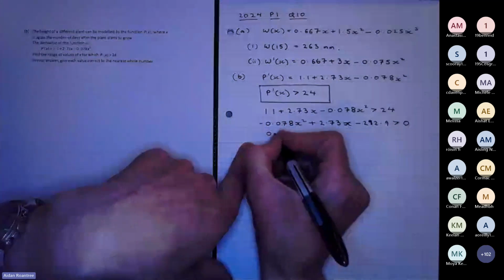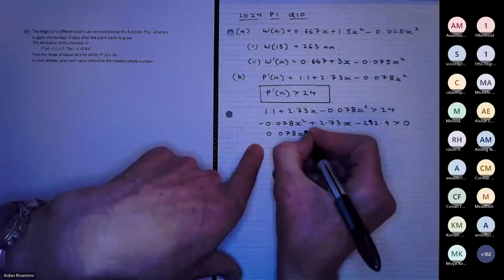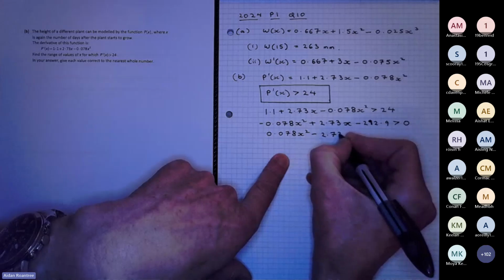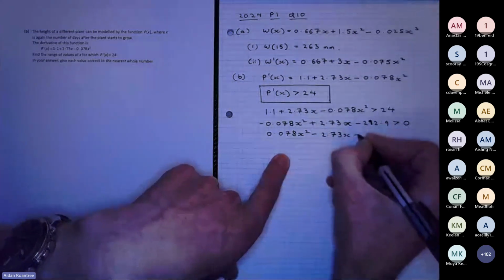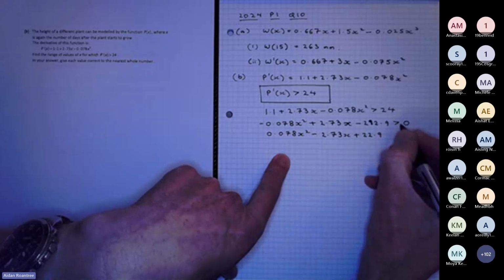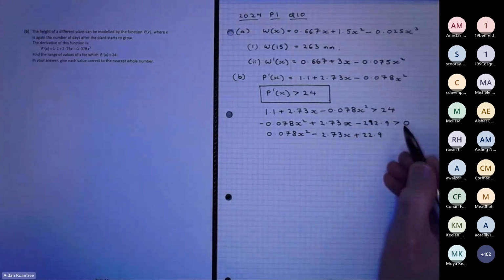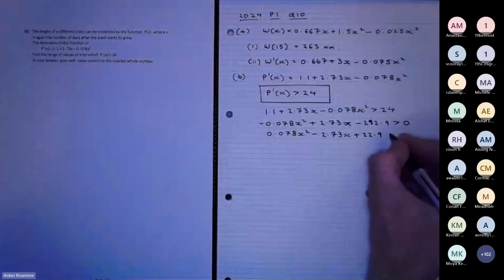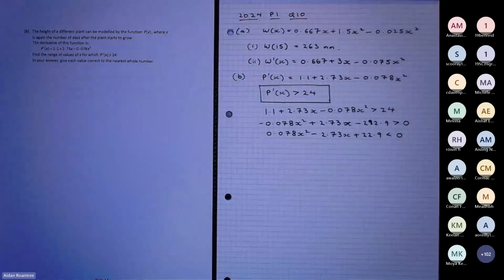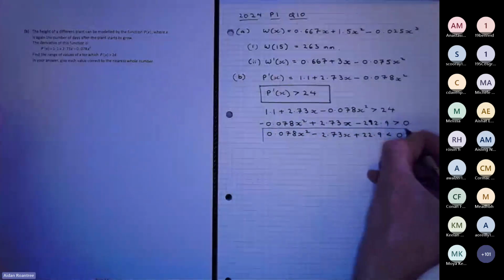And I'm going to get 0.078x squared, and then it's going to be minus 2.73x, and then plus 22.9. Now, very importantly, unlike with an equation, when you multiply an inequality by a negative, you have to reverse the order. So that's going to be less than 0. So now we go into solving that quadratic inequality.